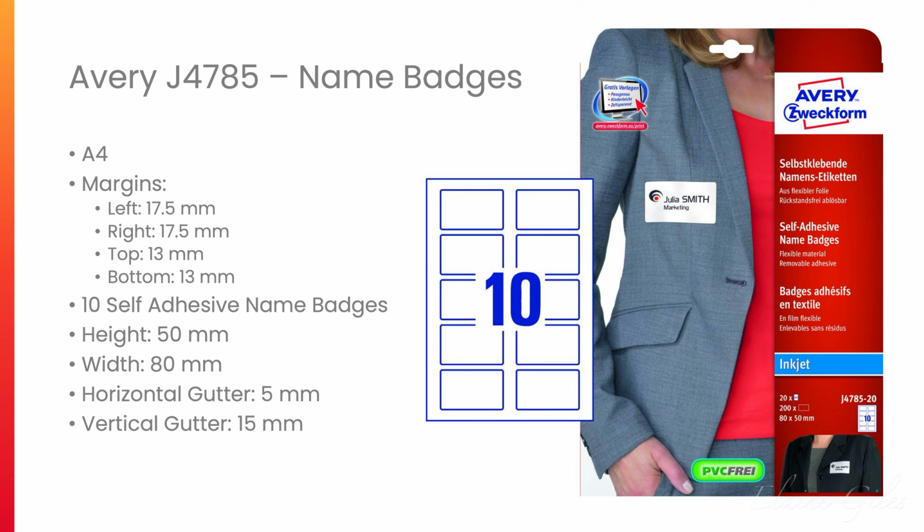The settings for that are as follows. A4 with margins on the left 17.5mm, on the right 17.5mm, 13mm at the top and 13mm at the bottom. The labels are actually 10 self-adhesive name badges with a height of 50mm and a width of 80. There is a horizontal gutter of 5mm between the labels and a vertical gutter of 15mm. You will not be doing that with the current version of the Data Merge Layout tool. Well, not without a dirty hack, you won't. But the good news is it is doable, and here's how.